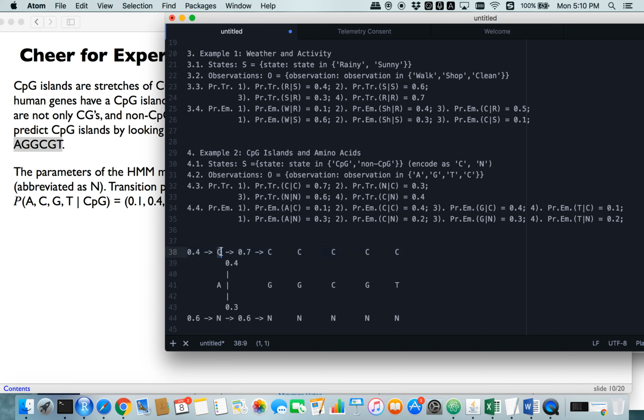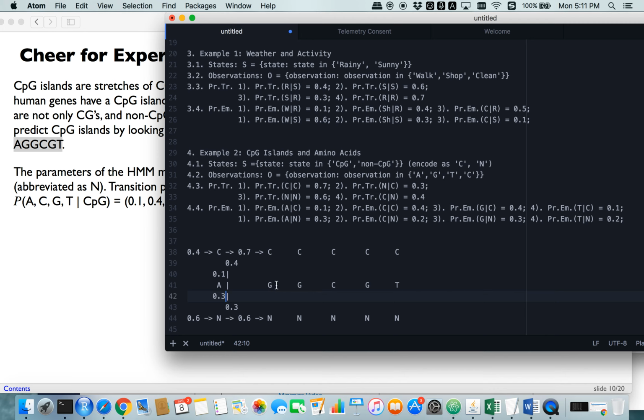Great. And then given that a specific loci is in a CPG island, the chance that this loci is A would be 0.1, which is this one, right? And given that the specific loci is within a non-CPG island, the chance that this loci is A is 0.3. So these are the emission probabilities. Okay, and then with this graphic interpretation, you can do the same thing that Shirley did in the lecture.